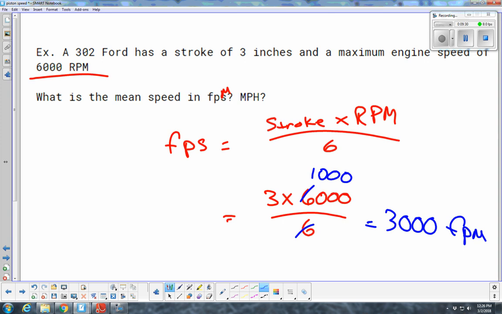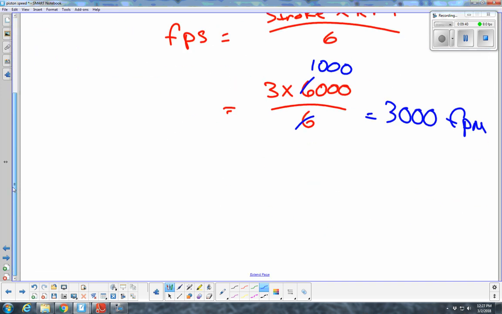40, 45? Let's find out. All right, let's find out. So let's find out what it is in miles per hour. So this is a pretty easy conversion. Well, that's what we're going to kind of do. So let's find out how we do that.